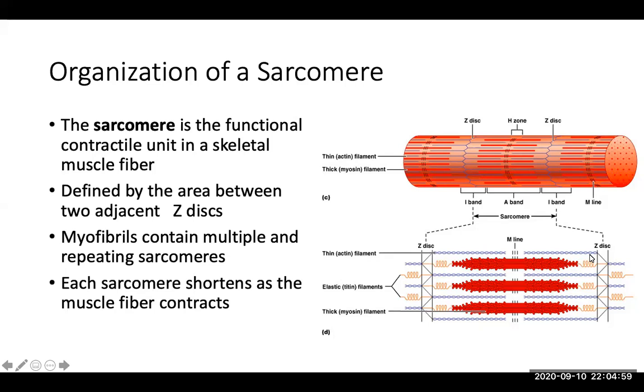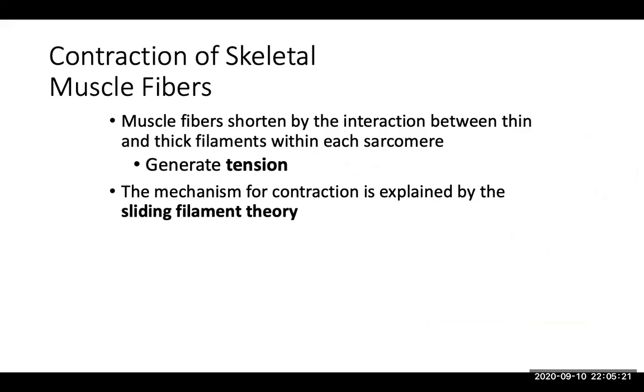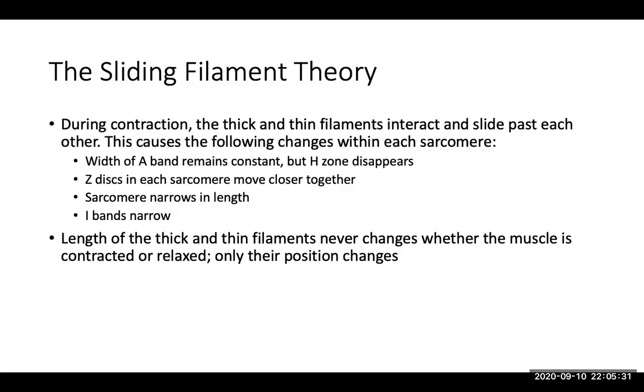It's the functional contractile unit in a skeletal muscle, and again it's defined by one Z disc to the next Z disc. And myofibrils will contain multiple repeating sarcomeres, and each sarcomere will shorten as the muscle fiber contracts and your thick and thin filaments slide past each other. So contraction of skeletal muscle fibers is known as the sliding filament theory. Muscle fibers will shorten, and this generates tension in the muscle. The sliding filament theory you will cover much more in depth in physiology, but we want to give you a little basis for it.